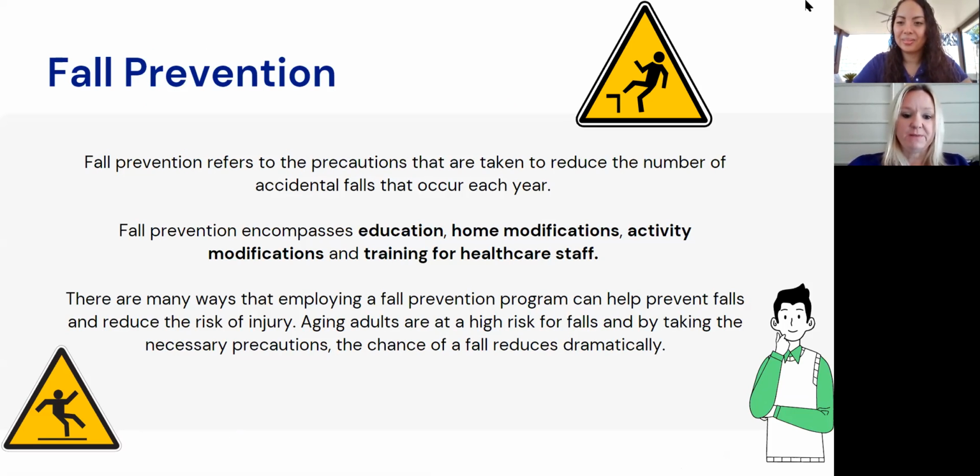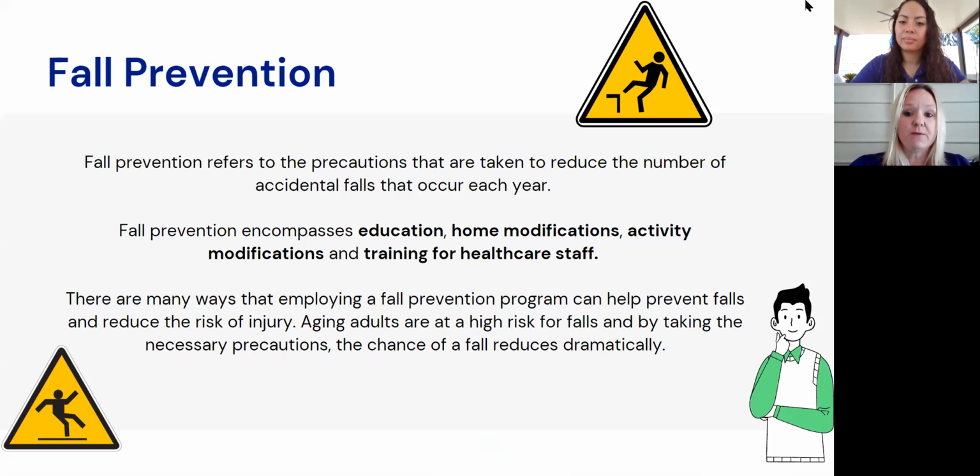So fall prevention. Fall prevention refers to precautions that are taken to reduce the number of accidental falls that occur each year. Fall prevention encompasses education, home modifications, activity modifications, and training for healthcare staff. It also includes training for family members and clients themselves. There are many ways that employing a fall prevention program can help prevent falls and reduce the risk of injury.